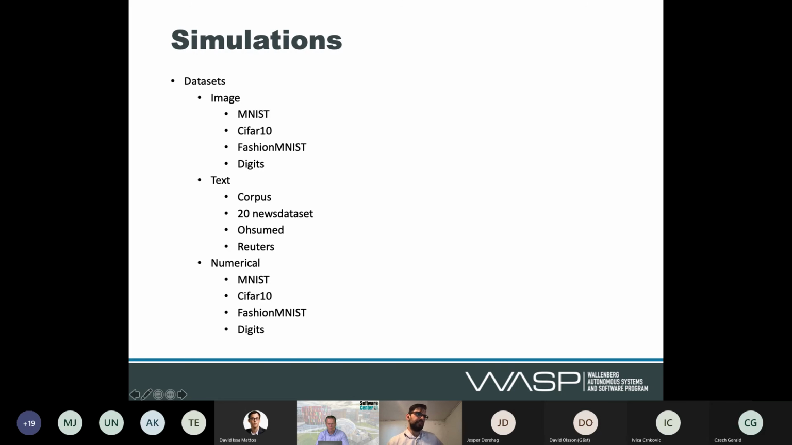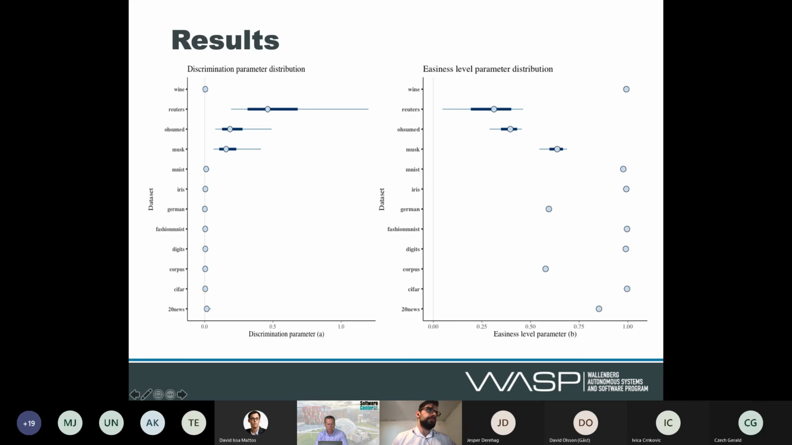And then the numerical ones we used were, sorry, it was wrong here. It was the Musk dataset, the wine dataset, the Iris dataset, and the German dataset. And so, okay, we ran these simulations, and then we could estimate this discrimination parameter and the easiness level, or the distribution of these two.